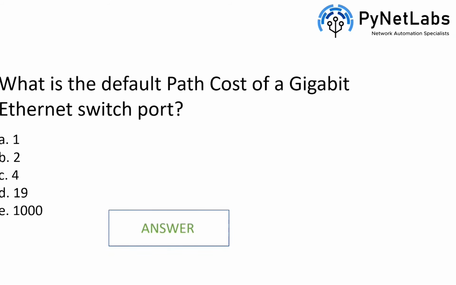What is the default path cost of Gigabit Ethernet switch ports? 1, 2, 4, 19 or 1000? I am pretty sure I haven't talked about 1000 as of now. So we can remove that option right away. So it is 1, 2, 4 or 19. What do you think? Okay, most of the answers are 4. So let's see. The correct option is C.